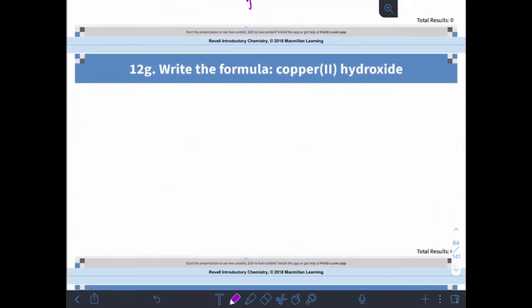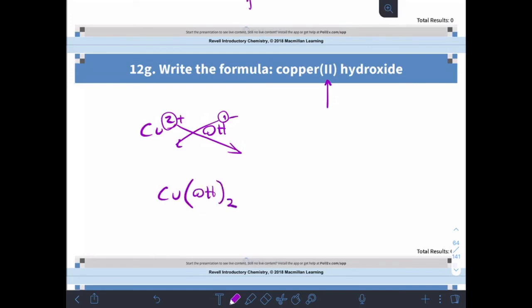All right, one more and then we'll call it quits on this video, okay? So copper(II). That Roman numeral 2 tells me that it's the 2+ copper. And our hydroxide ion is the OH-. So I'm going to take my 2 and put it with the hydroxide, my 1 with the copper. So I have copper, and then I have 2 hydroxides. So I put that in parentheses with the subscript 2.